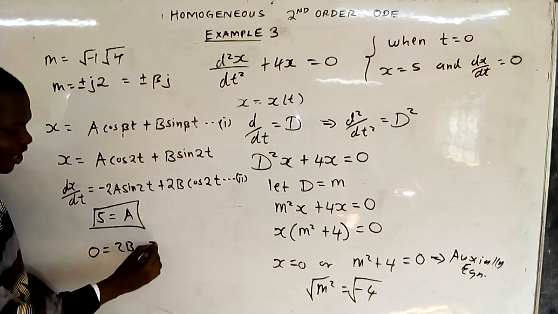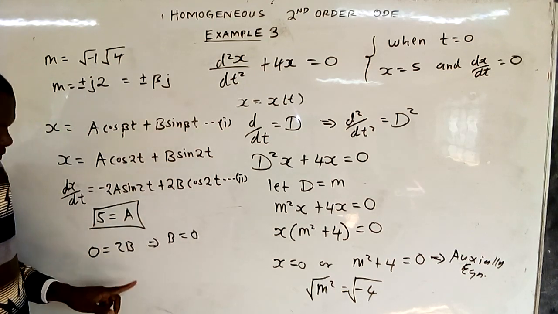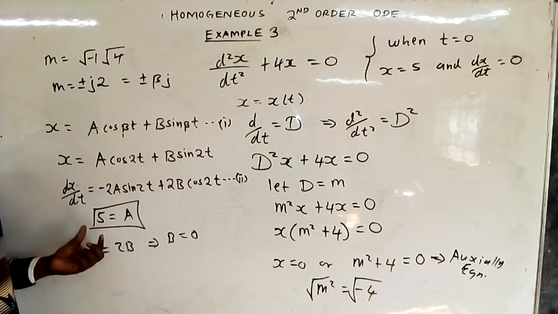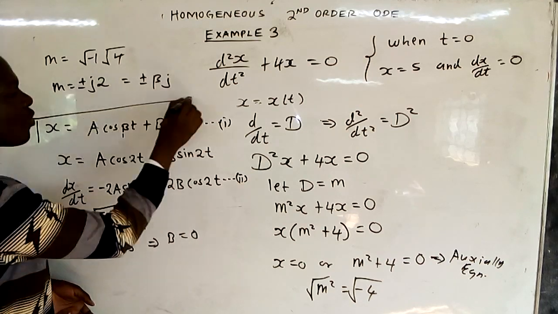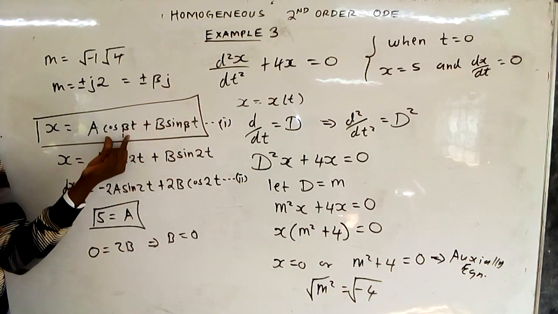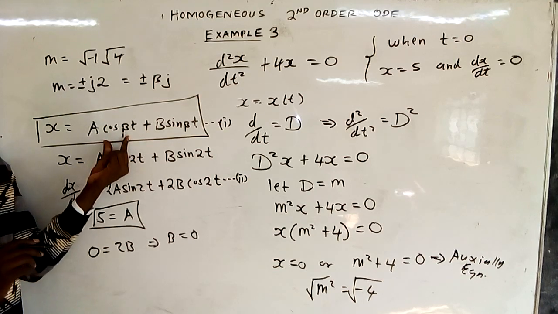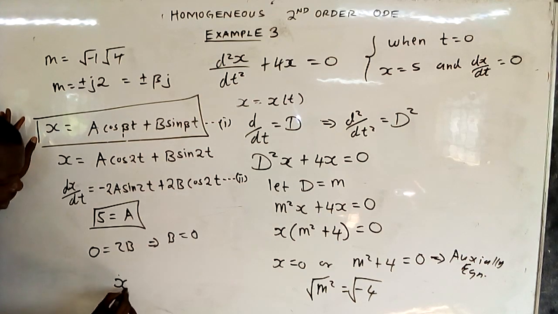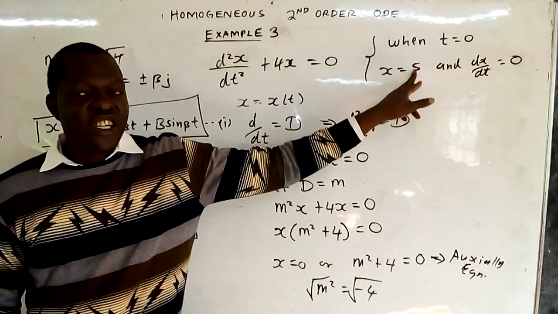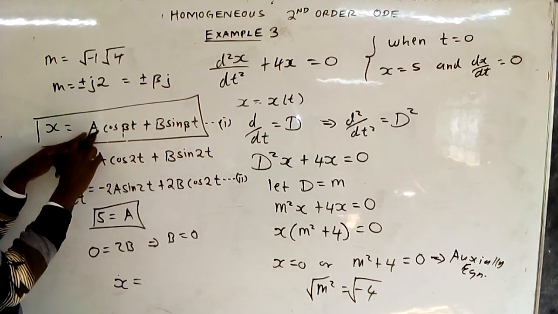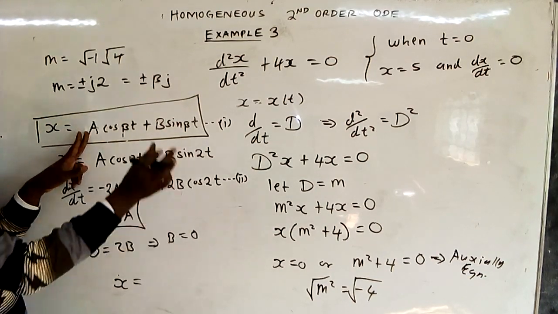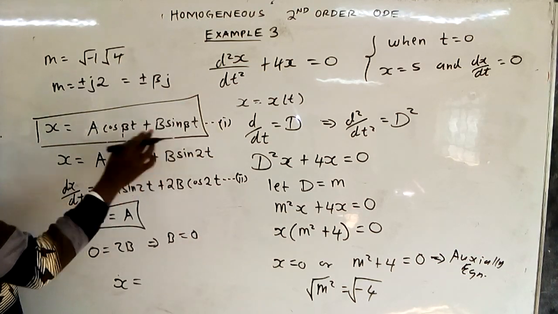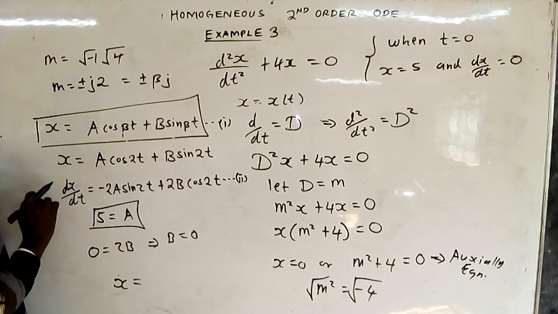So if 2b is equals to 0, it is clear that b is 0. You divide both sides by 2. So you found the value of b is 0, the value of a to be 5. So what was your equation? Your equation was this. This was your solution, the particular solution, isn't it? So the particular solution, given these initial conditions, will be what? Where there is a, you put the value of a which is 5. Where there is b, you put the value of b which is 0. So the whole of this term will go to 0. Here you remain with 5 cos.